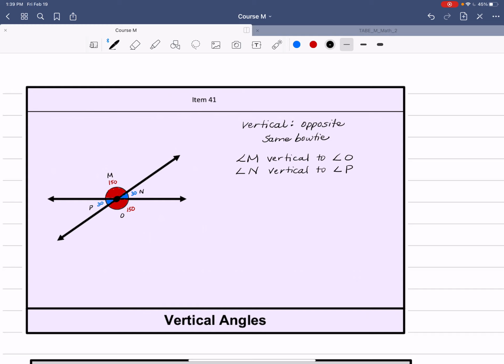And here is something that you need to know. This is one of those golden rules of math. Vertical angles are equal. They're in the same bow tie. Adjacent, different bow ties. Vertical, same bow tie, and therefore equal.